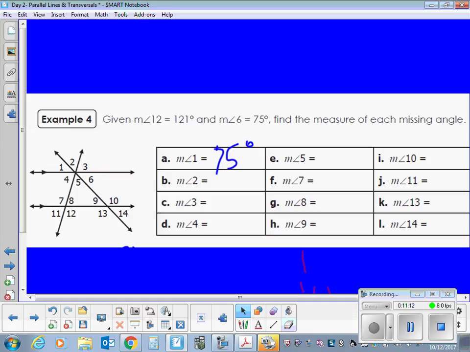121. We just can't make that number up. Consecutive interior angles must equal 180. 59. So 4 is 59. How'd you get 59? 180 minus 121.